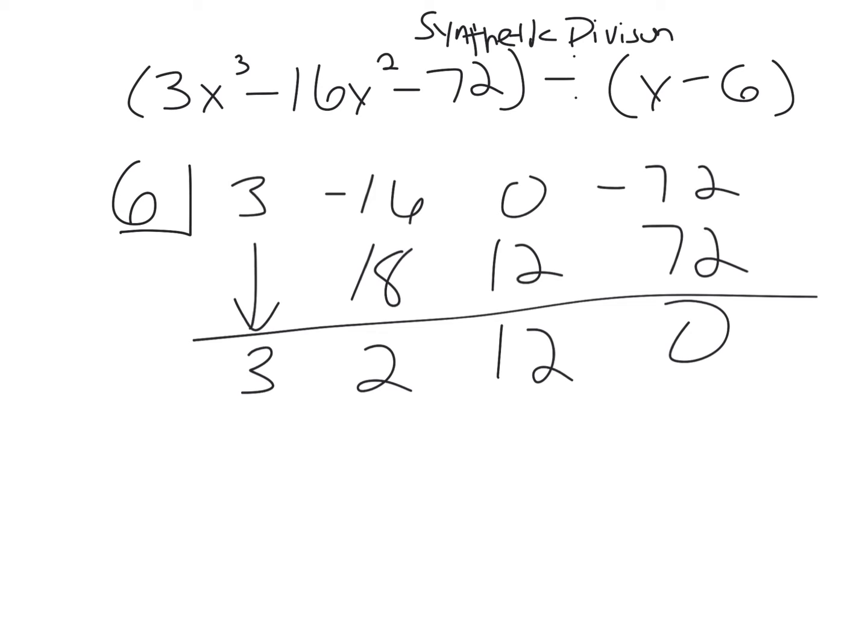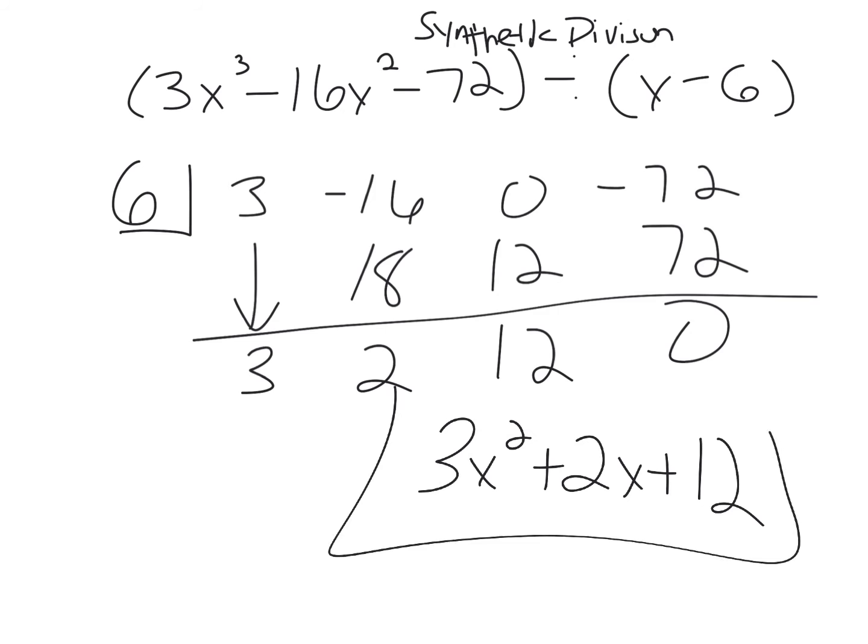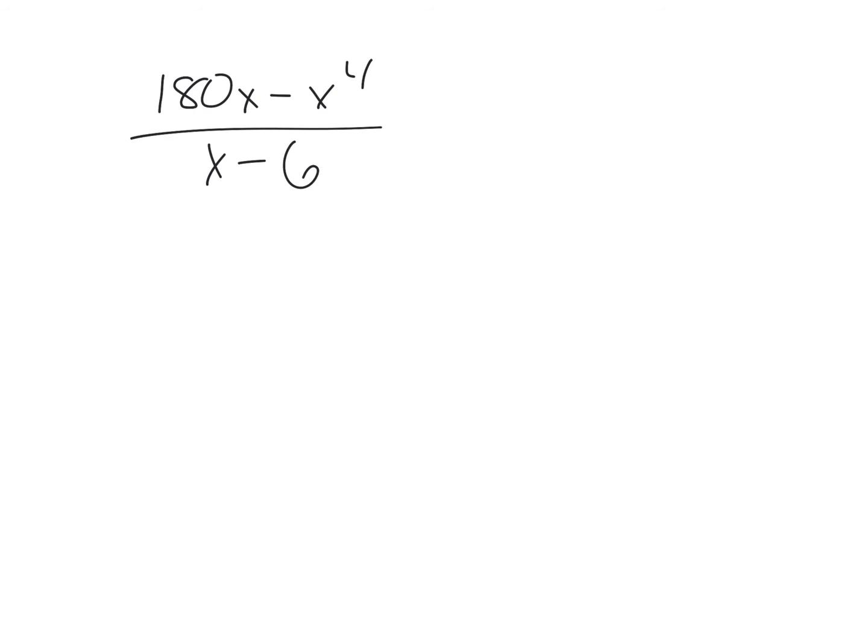Now what does this mean for us? If you work right to left, we have a remainder, then your constants next, then your x squared. So your solution is going to be 3x squared plus 2x plus 12. There we go. Let's do another synthetic division problem.